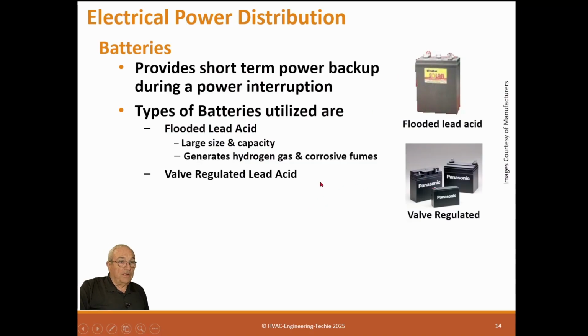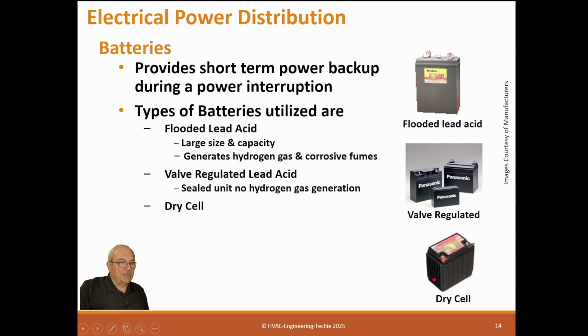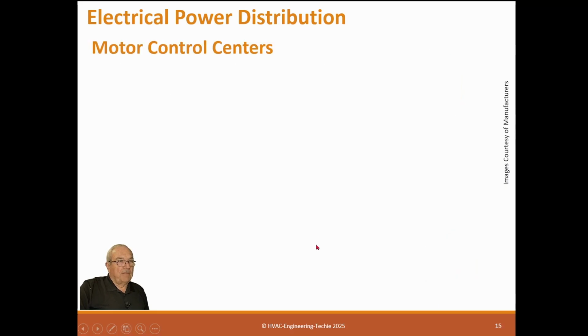So after flooded lead batteries, we have valve-regulated lead acid batteries. They're valve-regulated, and that just means that they're a sealed battery, and they have a mechanism for taking care of overpressurization. Sealed unit, no hydrogen or gas generation. Then we have dry cells. Dry cells are used for very small systems, like you have in your house, but bigger. These are used in a little bit larger systems, and in the ones that have separate rooms for them. They may be starting to use some lithium-ion, but I haven't actually seen any of those yet.